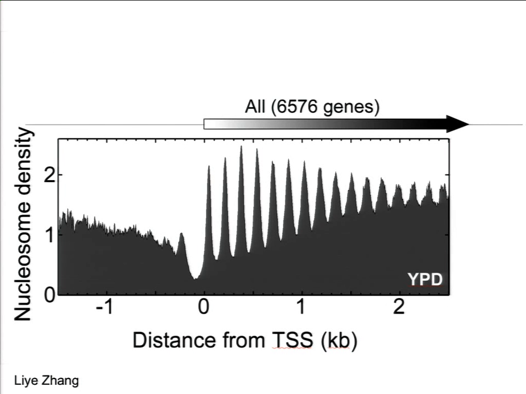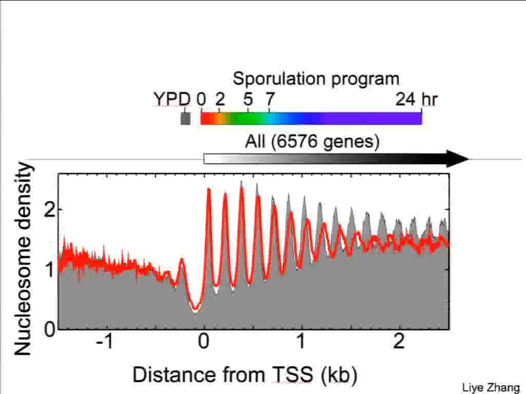So here's what it looks like in the diploid cell, just in rich media. You basically see that pattern that I just showed you before. That's to be expected because the patterns I showed you before were in rich media as well. Now we go under starvation conditions, and in light gray is the YP pattern, and at 0 hours is the first hour as it proceeds into the sporulation process. Essentially the same pattern is retained there.